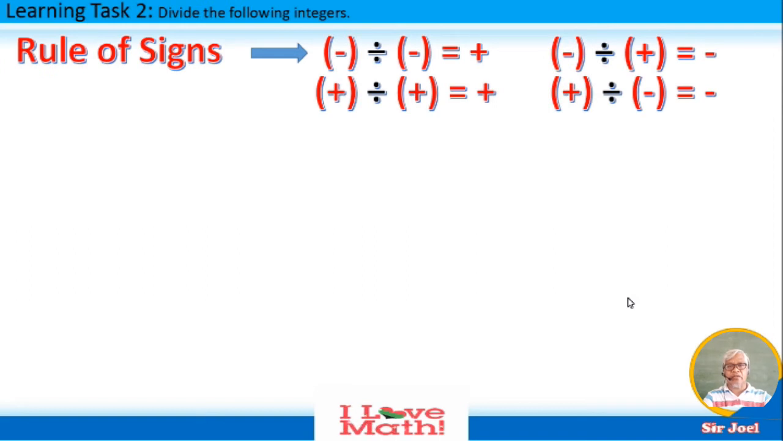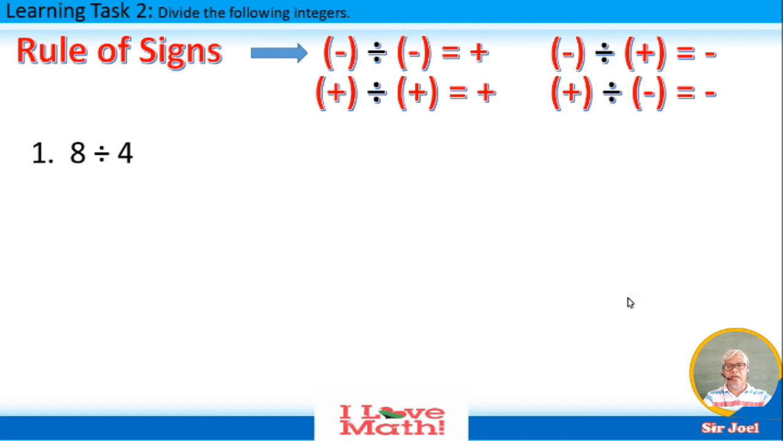Learning task number 2. Divide the following integers. Similar to rule of signs when it comes to multiplication, ganun din sa division. Pag parehong negative, the quotient is positive. Pag parehong positive, quotient is positive. And pag magkaiba ang signs, negative, positive, and positive, negative, the quotient is negative. So, kagaya na nabanggit, para rin lang siyang rule of signs sa multiplication. So, parehas lang. Okay? So, let us have a sample.